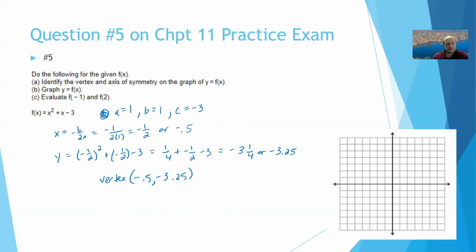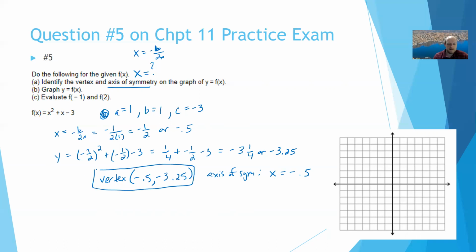But anyway, the axis of symmetry, if you remember, is x equals whatever. And it actually is this negative b over 2a, just written in equation form. So the axis of symmetry is x equals negative 0.5, or negative 1/2. Okay, so we have our vertex here, and this is our axis of symmetry here.